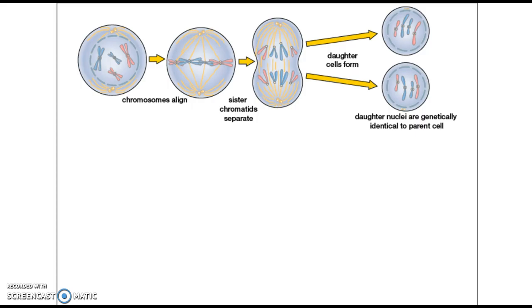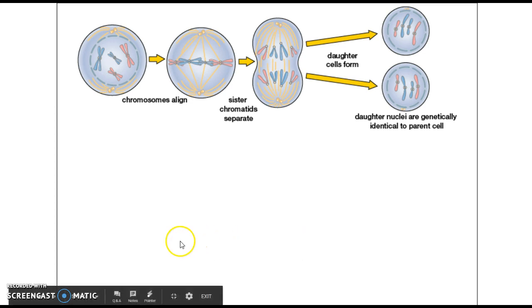Meiosis is only for two types of cells. They are the sperm cells and the egg cells, which is different from mitosis, which is all your other cells in your body. This is a review of mitosis.